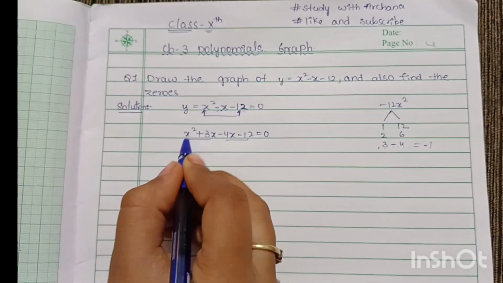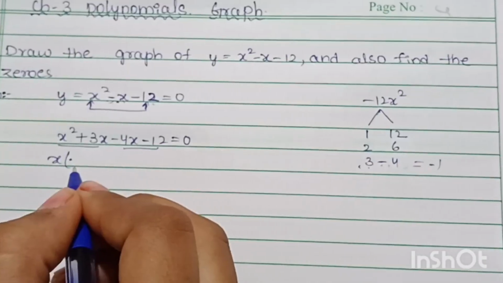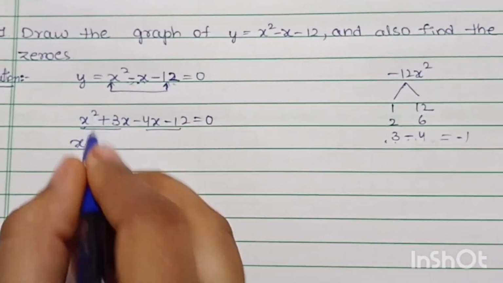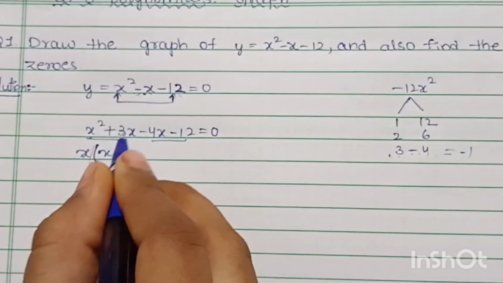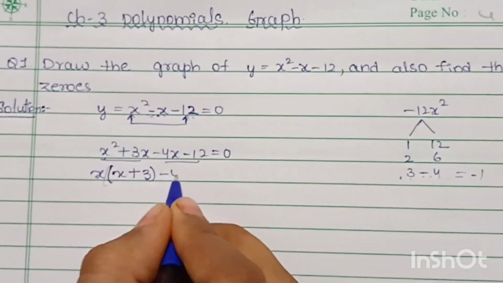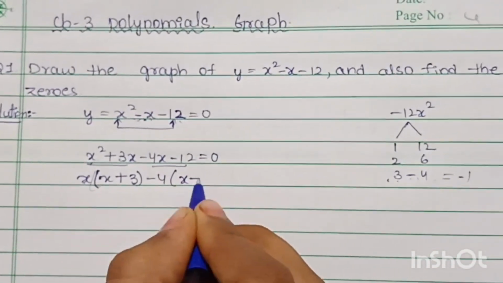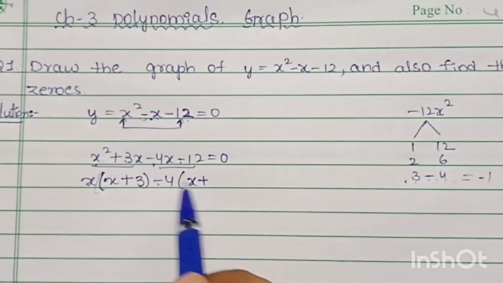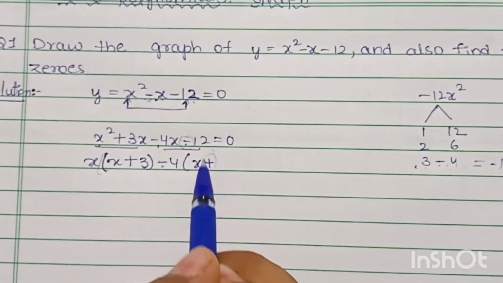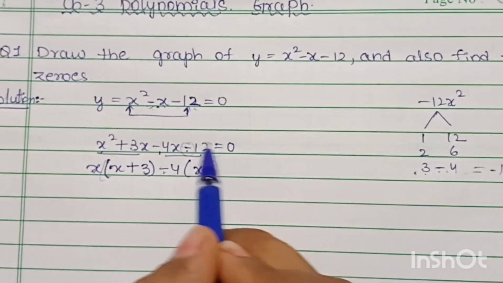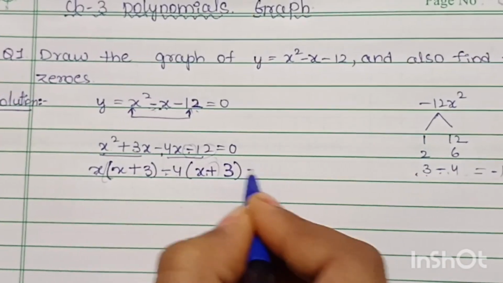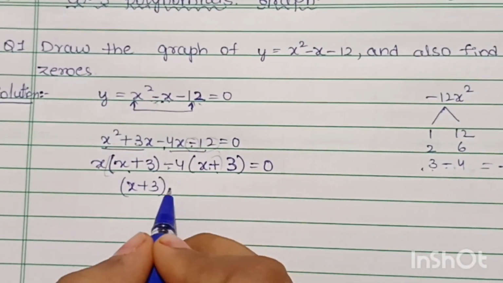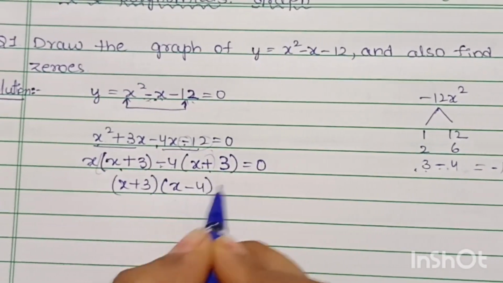Here we'll take x as common. In these two terms we'll take x as the common factor. So if we take x common, here x plus 3, minus 4 we'll take common, x plus 3. Minus 4 times x is minus 4x and minus 4 times 3 is minus 12, so it matches. So x plus 3 equals 0. Now x plus 3 is common, and what is the remaining? x minus 4 equals 0.